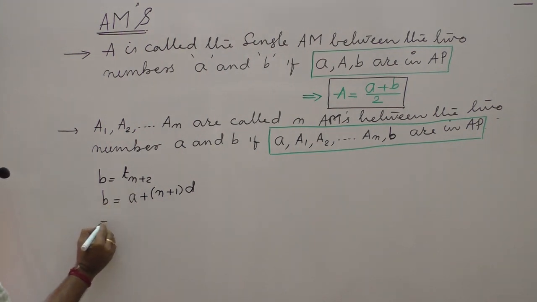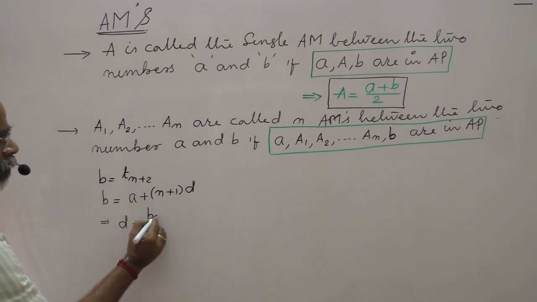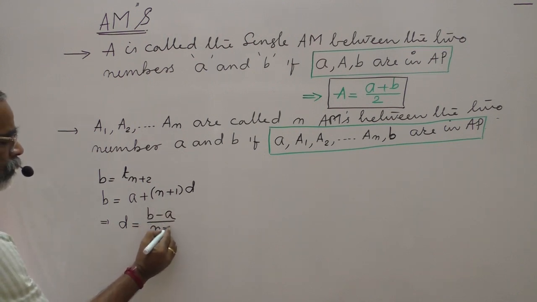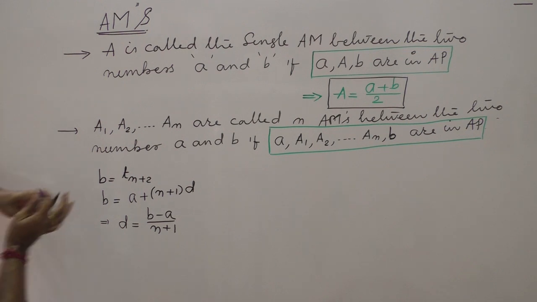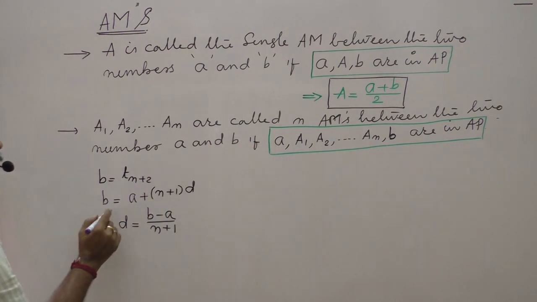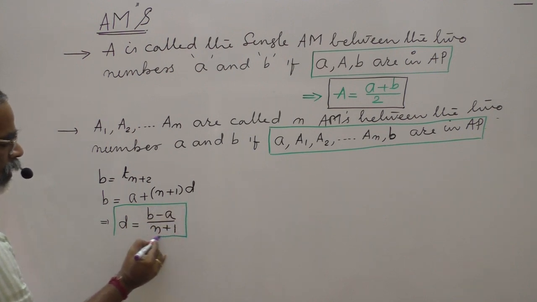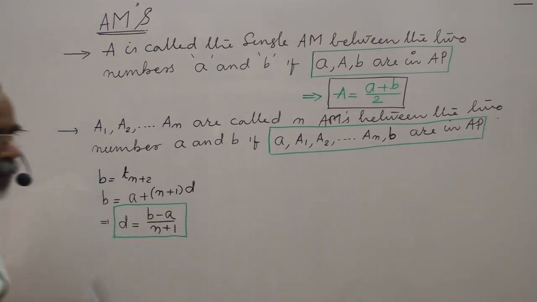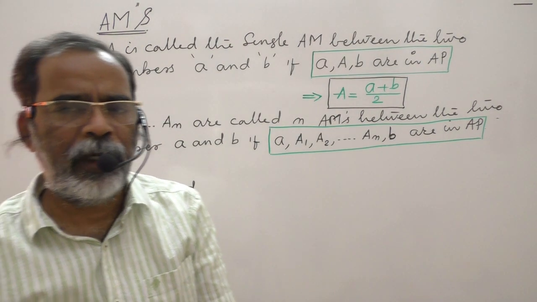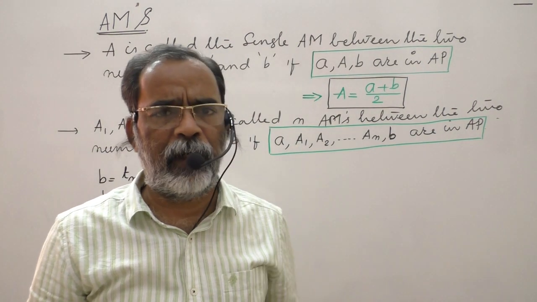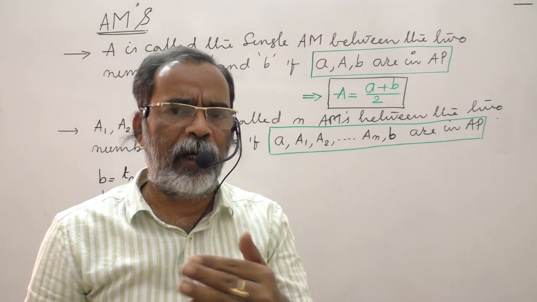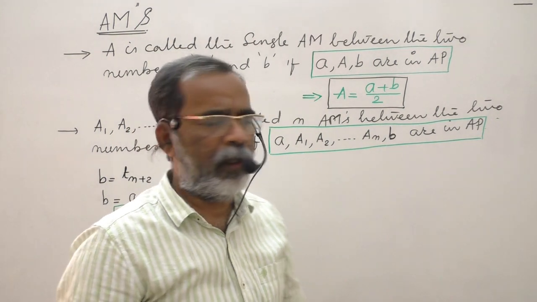From this I will separate the common difference. If I separate the common difference, I should write a on the left side first, then this n plus 1 divides here. So this is the d for this series. So if a series is given, to write the different terms of a series, what is needed? You need the first term and the common difference. If you know those two, you can write any term of the series.